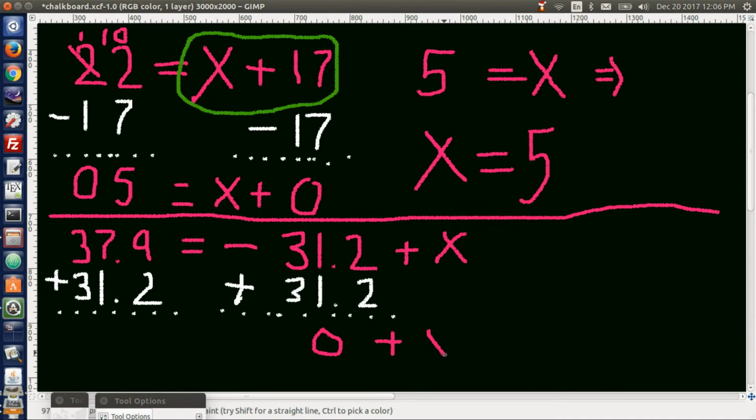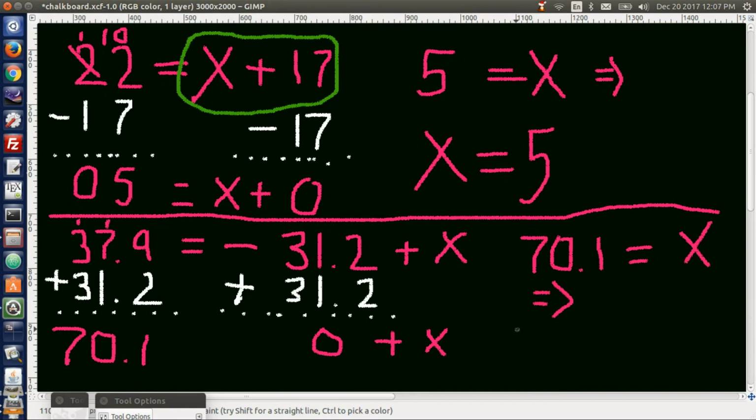So then we have 0 plus x, and here we have 11, and then it's 10, and then 1 plus 3 is 7. So then 70.1 is equal to x. Or how we customarily write the answer, we say that x is equal to 70.1.